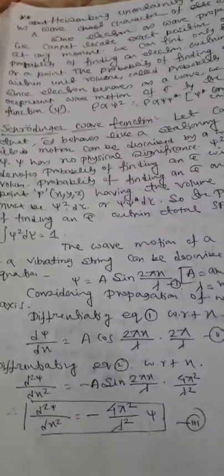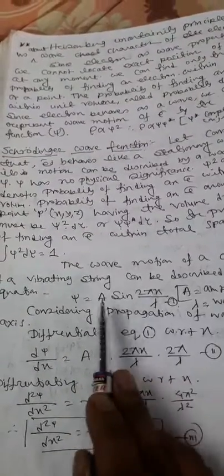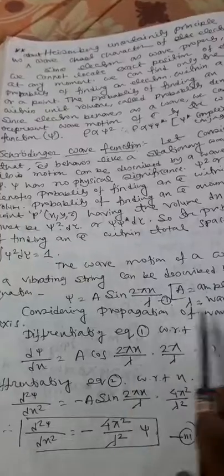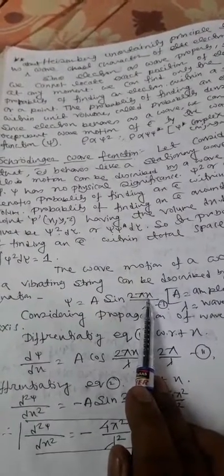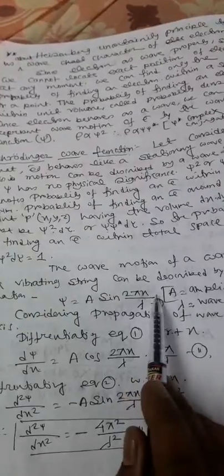1. Now this wave motion of an electron can be described by psi equal to A sin 2 pi x by lambda. A is the amplitude, lambda is the wavelength. Okay, and x means according to the x axis. Now this is equation number 1.